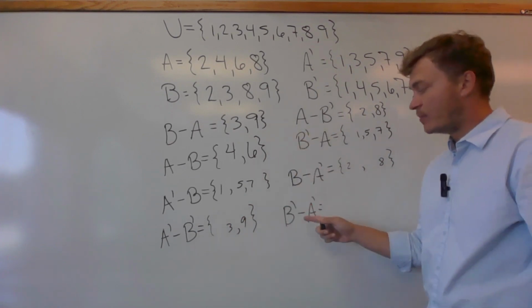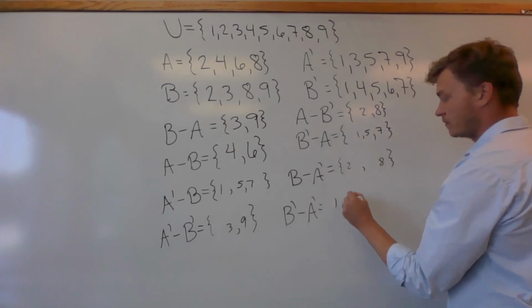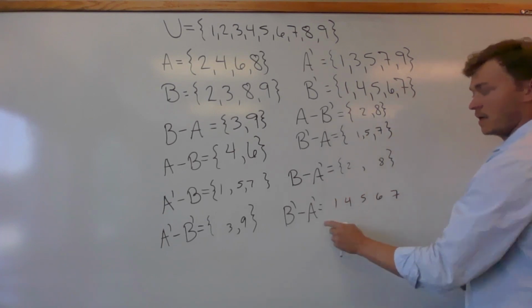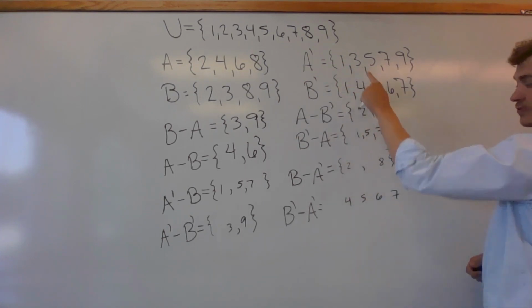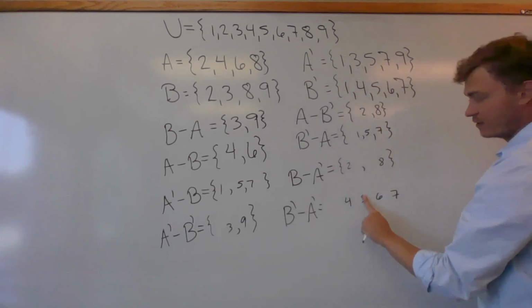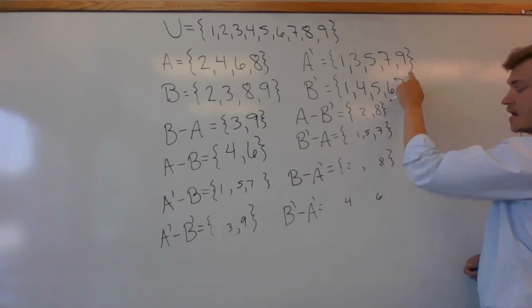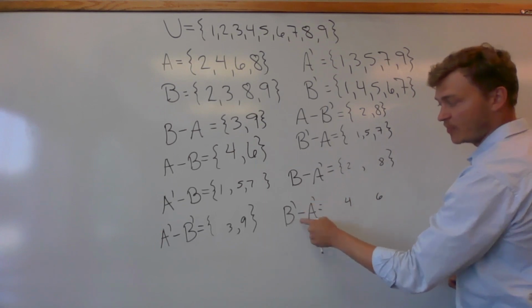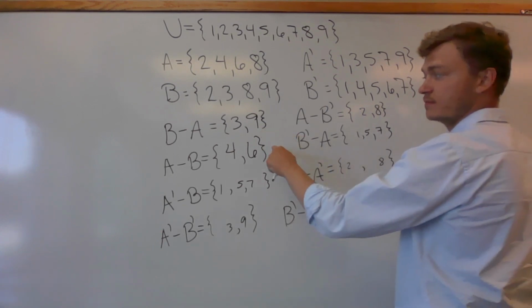What about B complement minus A complement? Start with B complement. Start with 1, 4, 5, 6, 7. Take away A complement. Take away a 1. Take away a 3. Take away a 5. Take away a 7. Take away a 9. So B complement minus A complement contains two elements, 4 and 6.